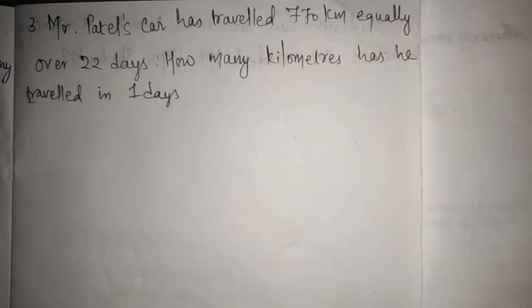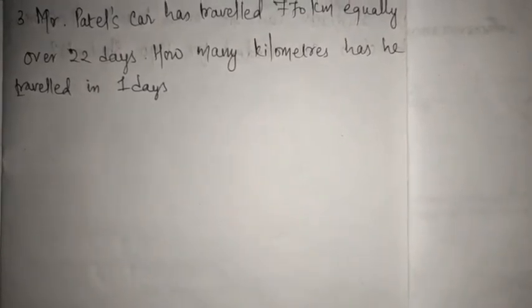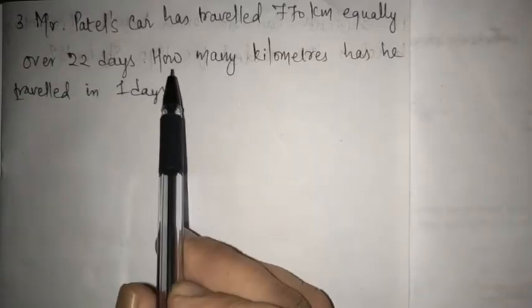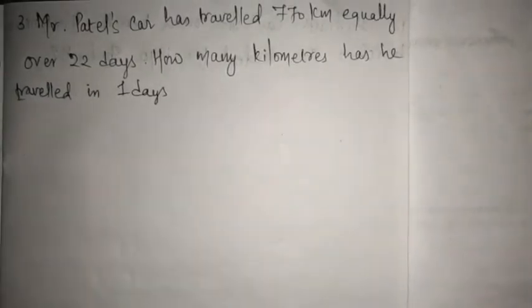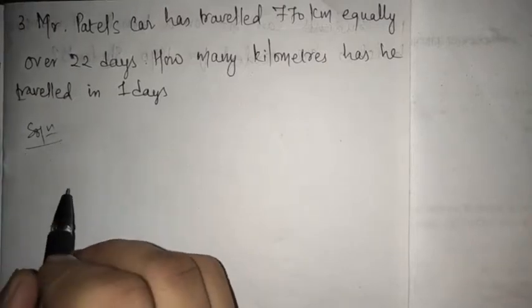Proceeding forward to question number 3, it states that Mr. Patel's car has traveled 770 km equally over 22 days. Okay, so now how many kilometers has he traveled in one day? For 22 days he traveled 770 km. Now in one day how much he is covering, that you have to find. Okay, it is very easy. Okay, so just write the statement properly.